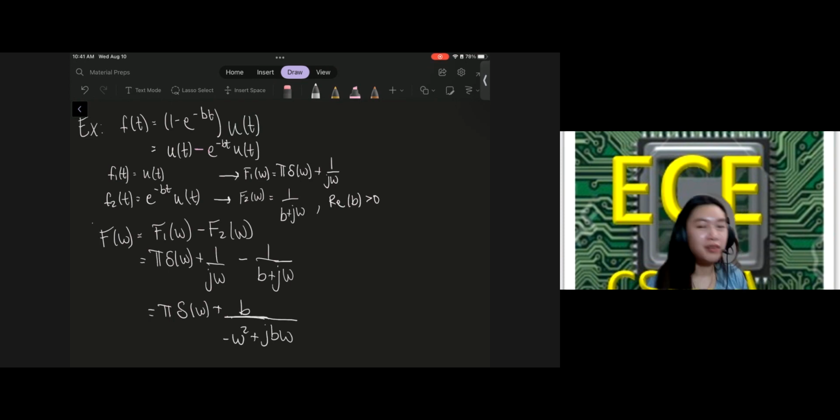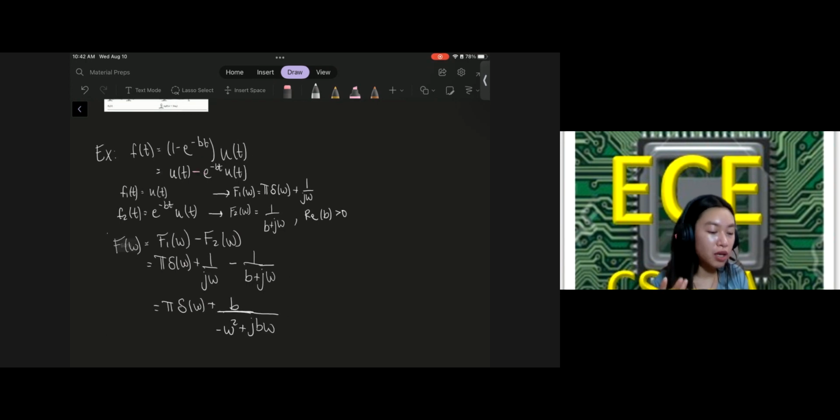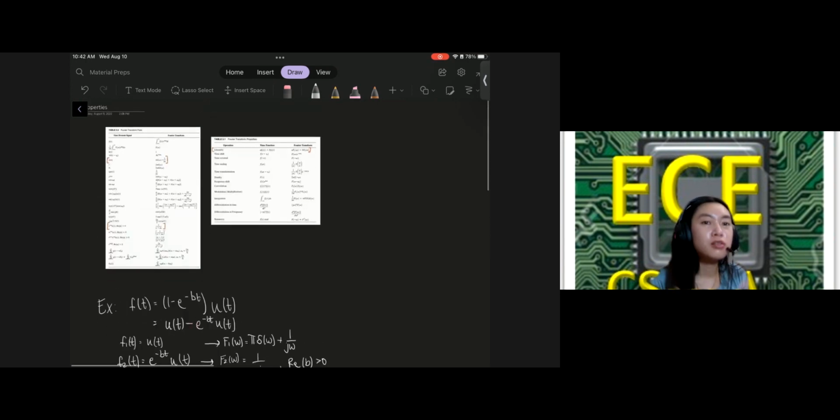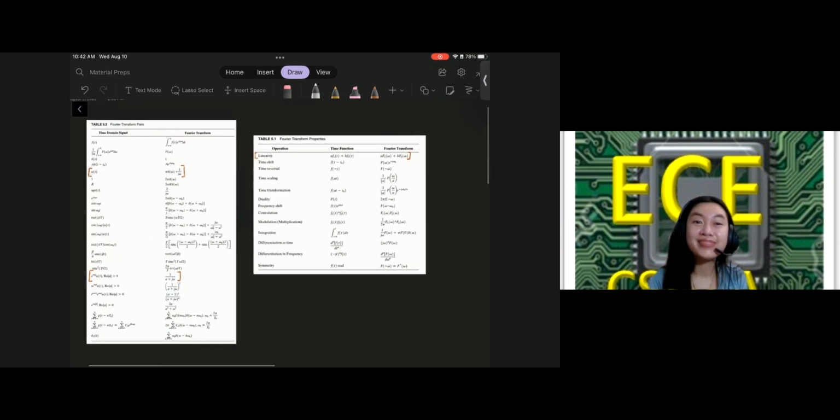And that's how you use these two tables to quickly solve the Fourier transform. If we had done it the other way and put it into the integral, it would have taken a lot longer. And once you start using the properties and transform pairs more often, it'll be even quicker. So that's it for this video. Thanks for watching. See y'all next time.